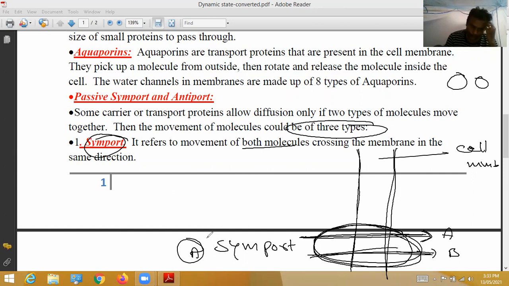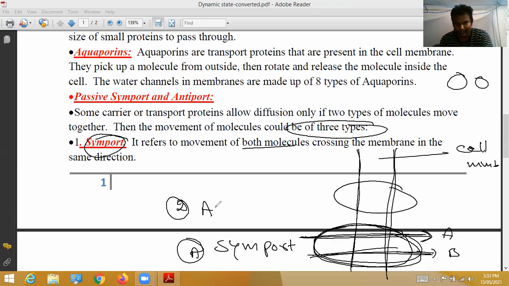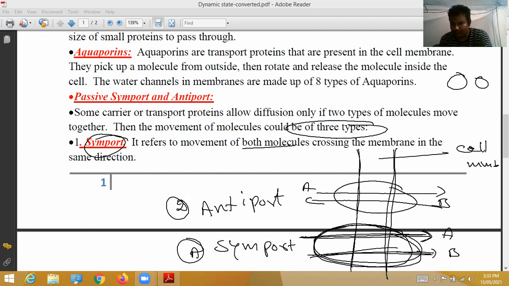Next, antiport. This is the carrier protein. When the molecules move in the opposite direction, that is called antiport. One type of molecule moves in this direction, another type moves in the other direction. This is A, this is B. One molecule goes inside, one molecule comes outside. It is called antiport.